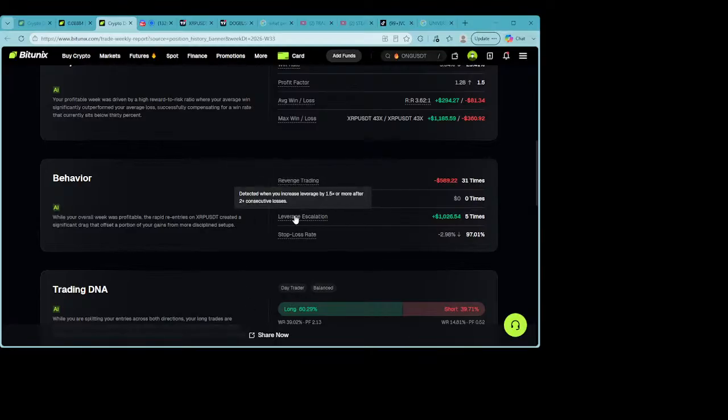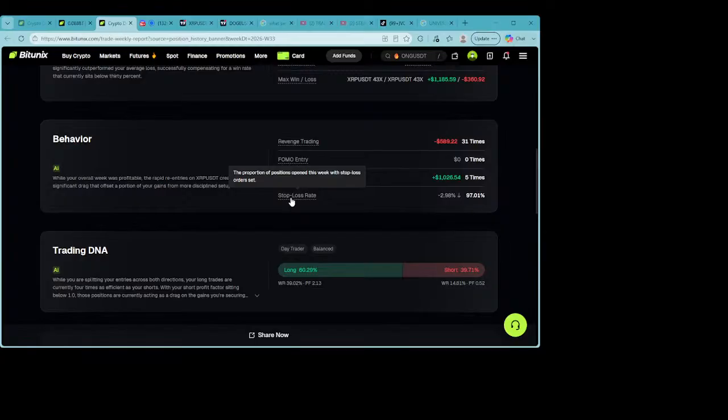Leverage escalation is detected when you increase leverage by 1.5 times or more after 2 consecutive losses. So this is where I took a loss, reset myself, and realized I needed to be greedy. I increased my leverage on my greediest entries because I was even lower down, and it allowed me to get back the positions that were too close or not greedy enough.